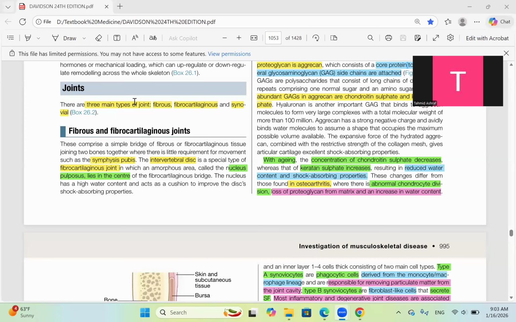Assalamu alaikum. We are back with our third lecture on rheumatology and bone disease. Now, the topic is joints.